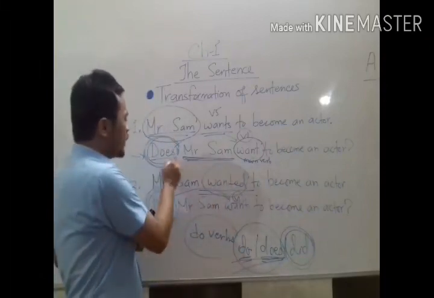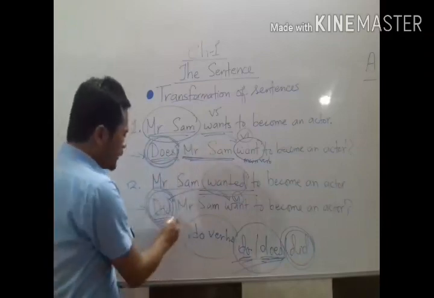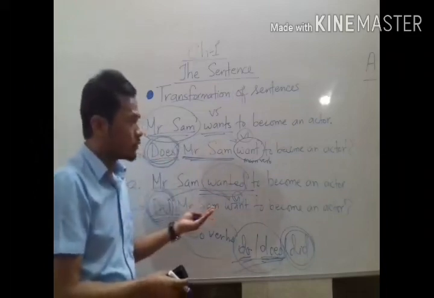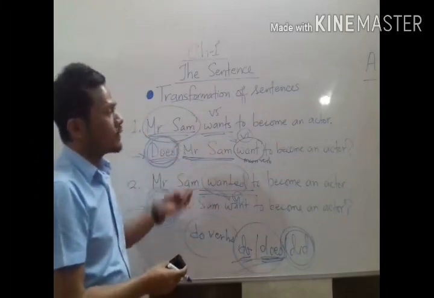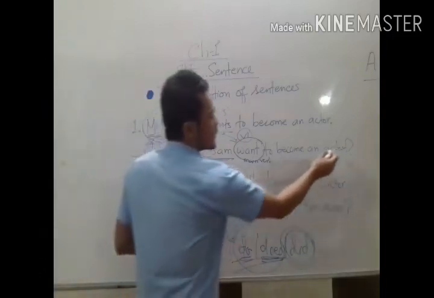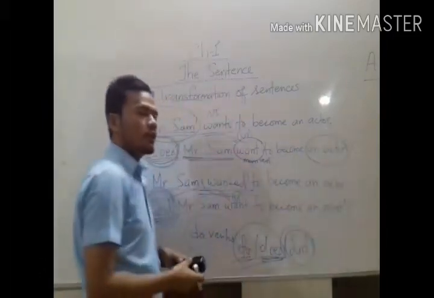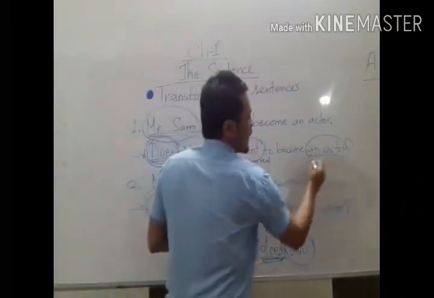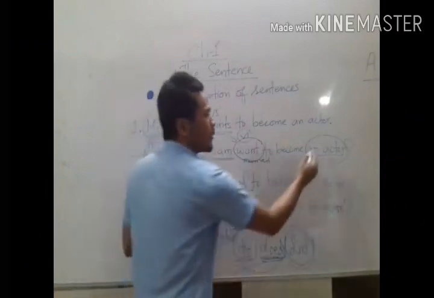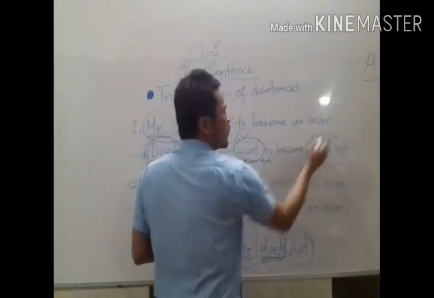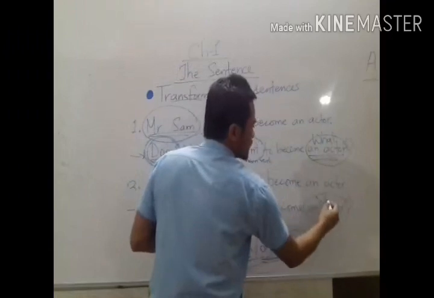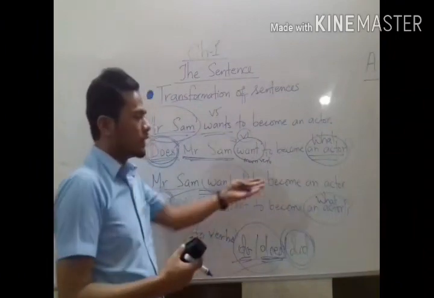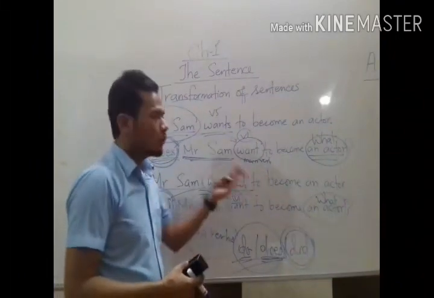Now we can change this. If we have already found the helping verb, then we can change this sentence into a WH question also. So, Mr. Sam wants to become an actor. So, an actor is the answer word. Now, if we change this sentence into a WH question, then we have to omit an actor. An actor refers to the person. So, what? Here also what. For the name of a person, what or who or whom, whose. So, here an actor gives us the sense of what.